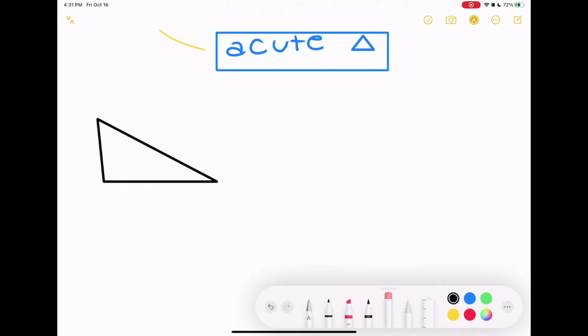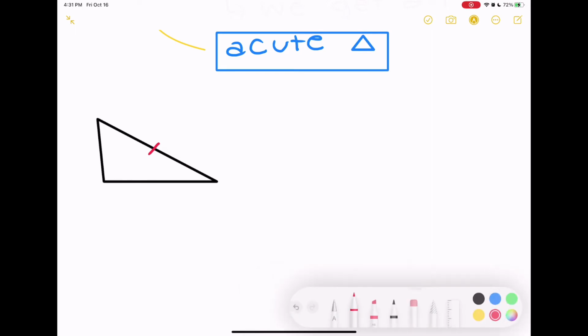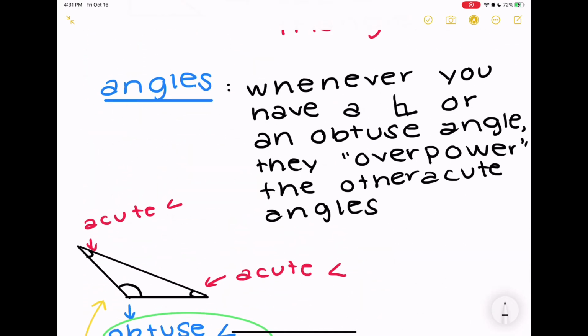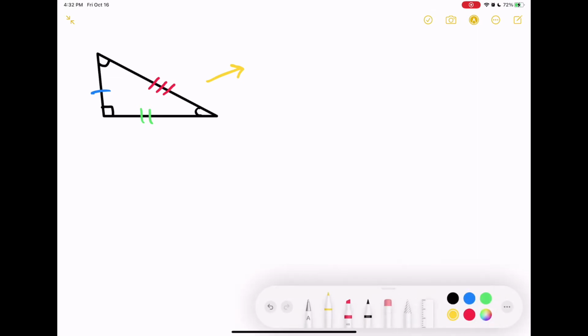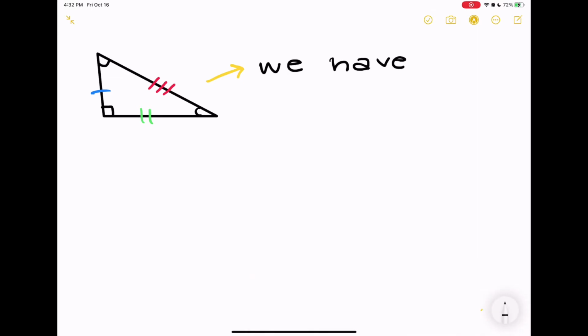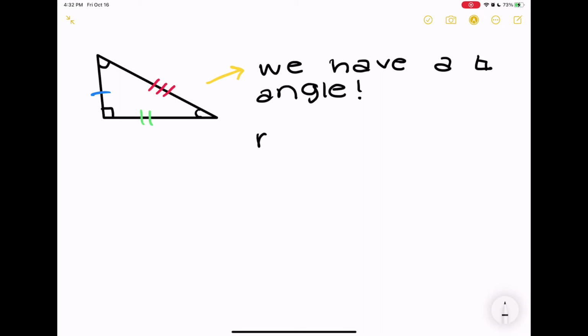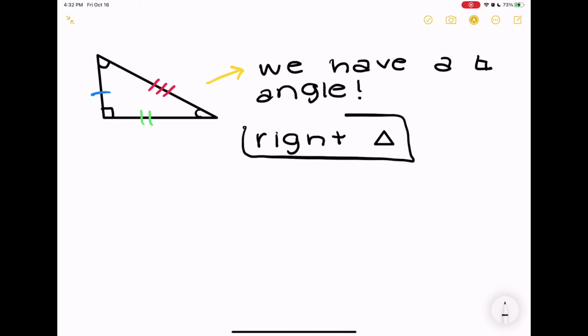Now, this triangle you may have also seen before. This has 3 different lengths for all 3 sides, and we classify this as a scalene triangle. And it has a right angle. And if we go back, when we have a right angle or an obtuse angle, it overpowers the acute angles. And since we do have a right angle, in this example, we have a right triangle.